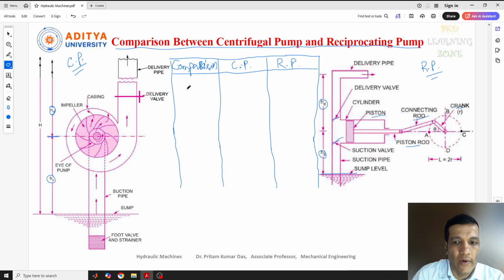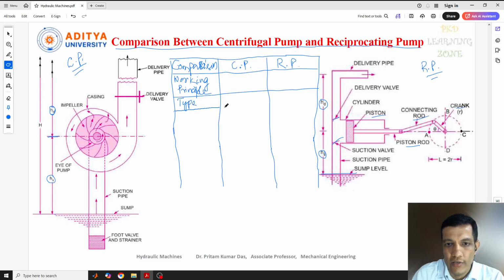First is the working principle, or how the pump is working. Second, we can go for which type of pump it is. Third, we can go for the discharge, and what kind of discharge is coming out from this pump.